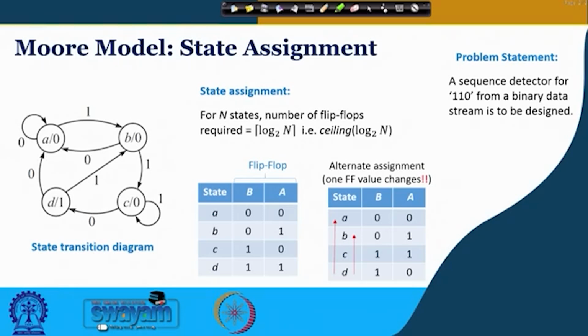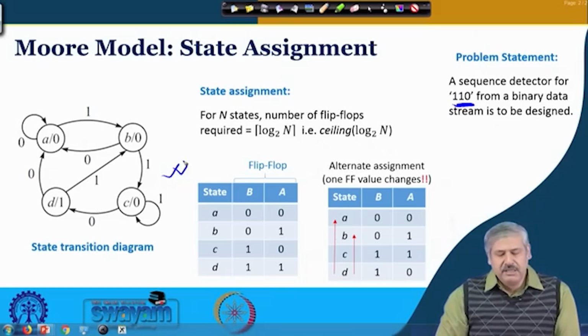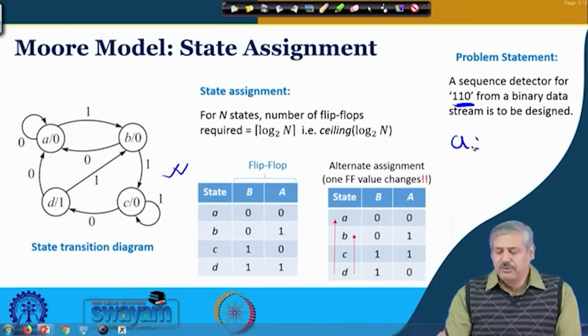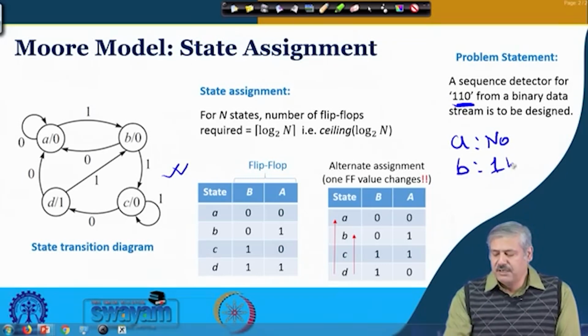You are aware of that problem. The problem was that of detecting a sequence from a binary data stream, and the sequence to be detected was 1 1 0. This we remember, right? And for the Moore model, we had the state transition diagram, something like this, and the 4 states were defined in this manner: A is the initial state, no bit is detected properly; B, 1 bit is detected; C, 2 bits detected properly; and D, all 3 bits have been detected properly.